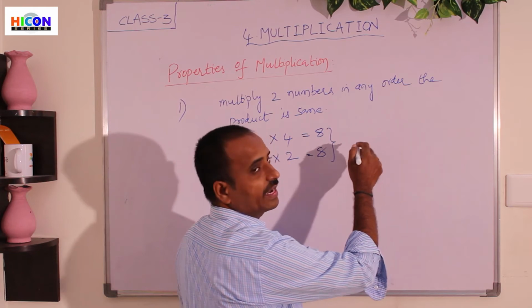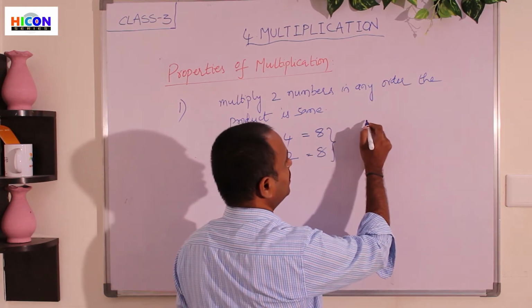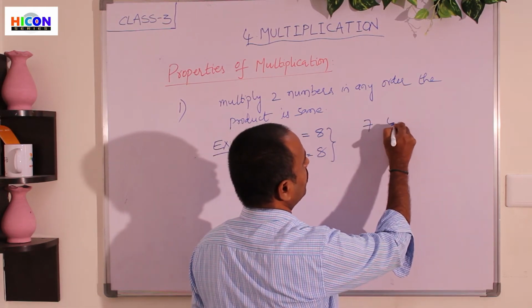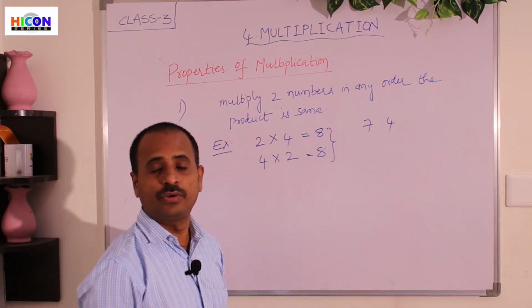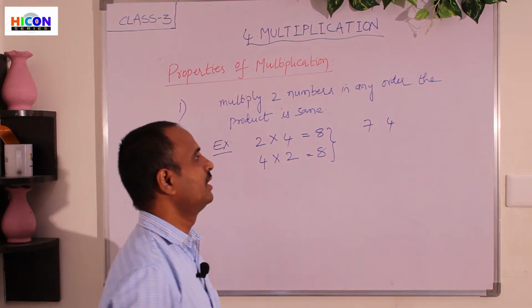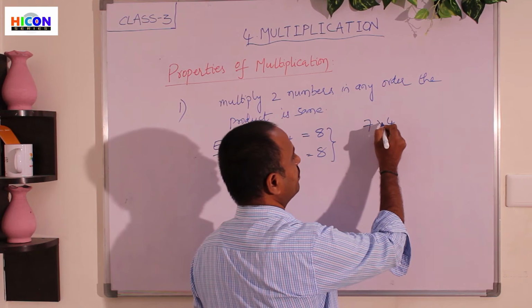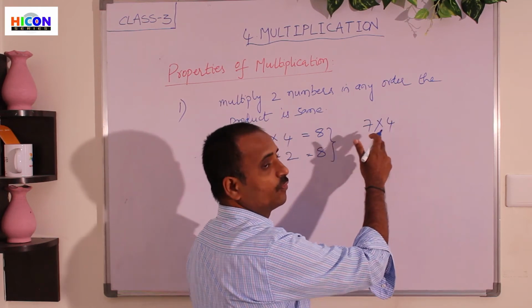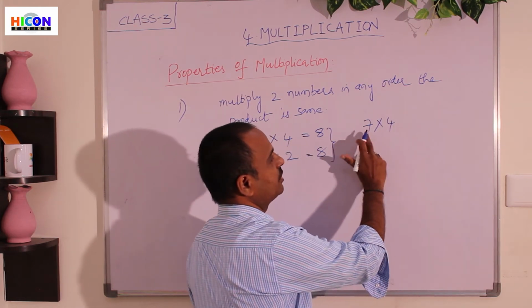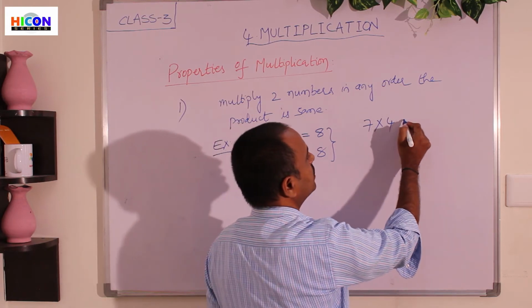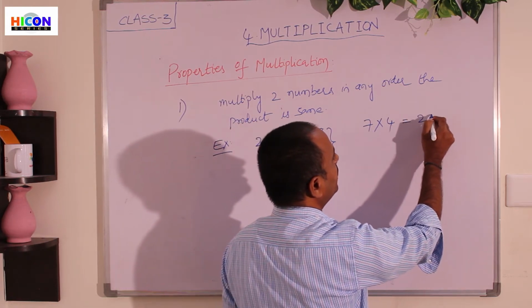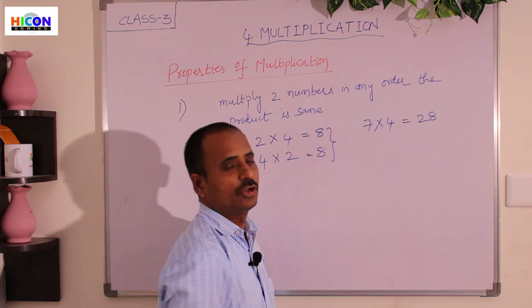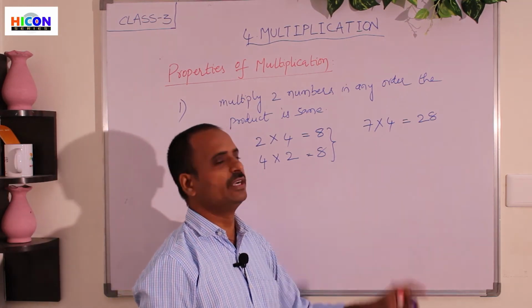I will take again two numbers, 7 and 4. So I will multiply these two numbers, 7 into 4. Children, how much? 7 4s are how much? 7 4s are 28. Now I will change the order of their multiplication.